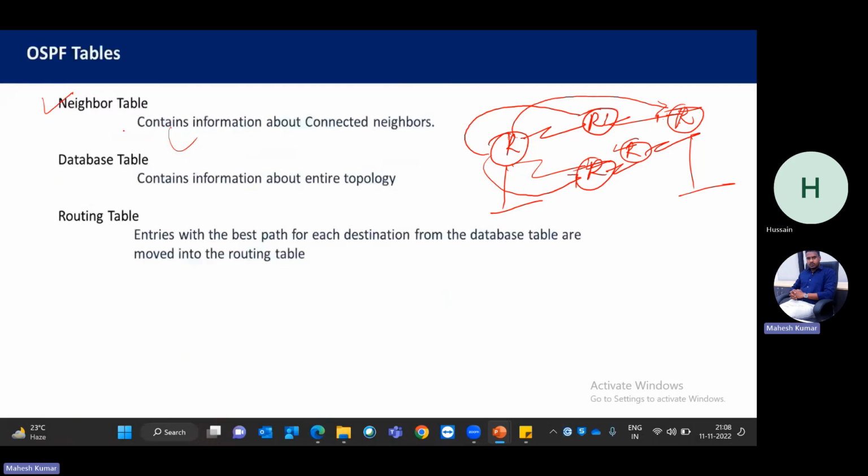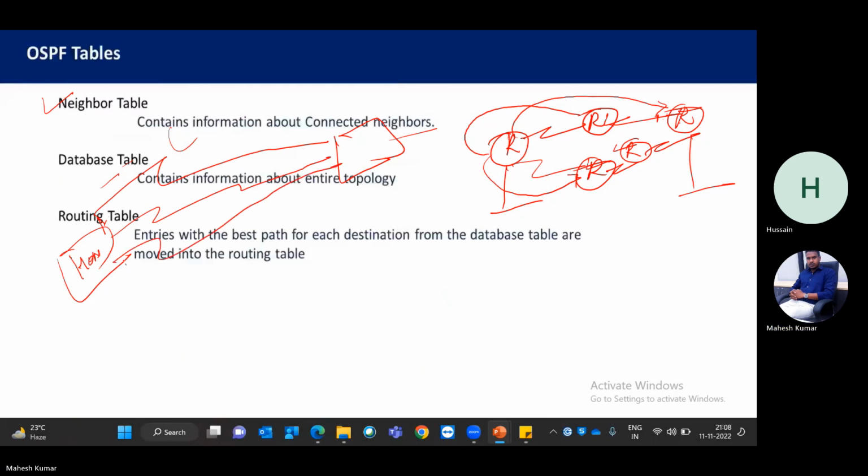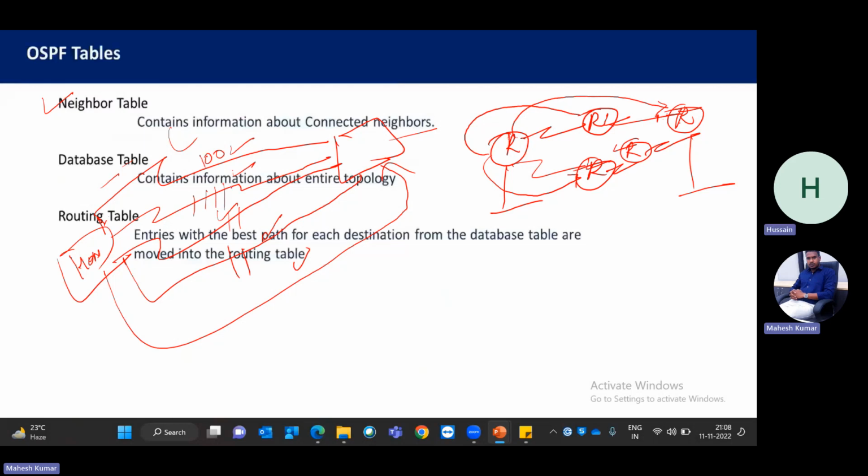So in OSPF, the neighbor table contains information about the connected neighbors. The database table contains information about the entire topology. In the database, let's suppose this is your college and this is your home. From home, there are multiple paths to reach the college. This is the shortest path, this is the second shortest, third shortest, fourth shortest, based on factors like a road that is not good, or more traffic on this path. So you know about all these paths and you choose the best path to reach the college, right?